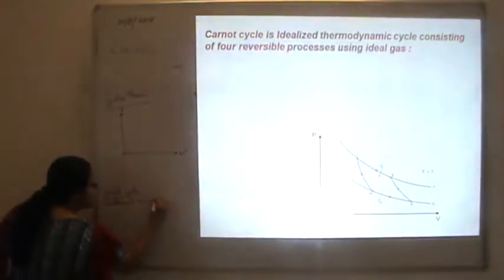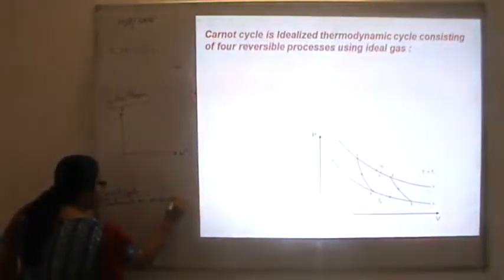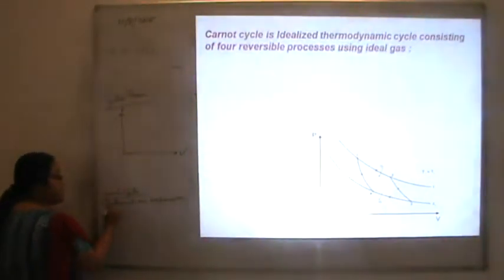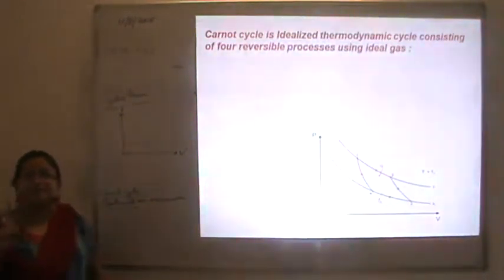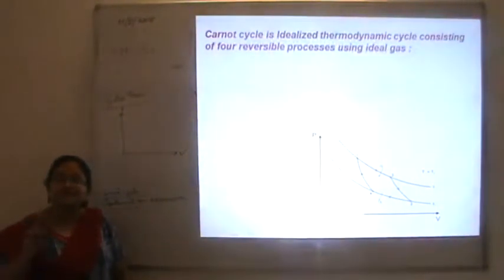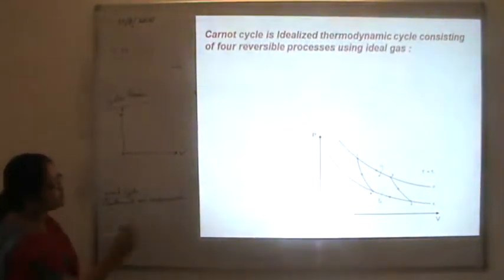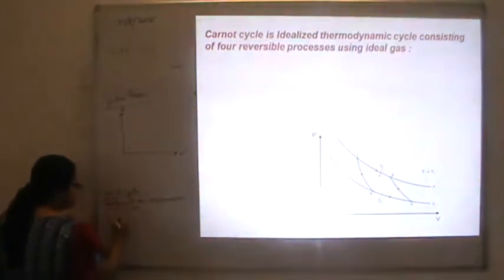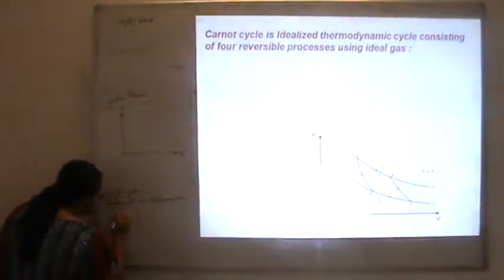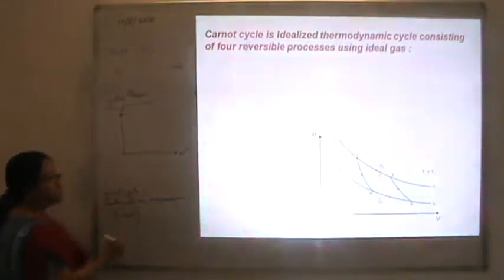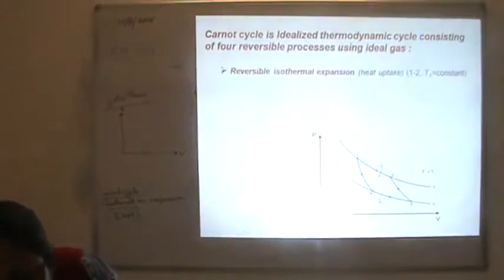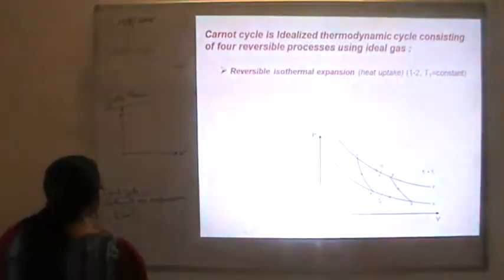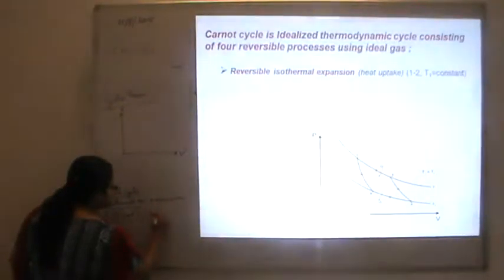Isothermal reversible expansion. Isothermal means temperature is fixed. Here we assume that the temperature is T1, constant. So it is actually a heat accepting, or heat uptake, process.